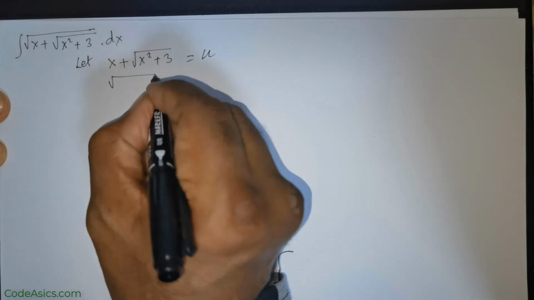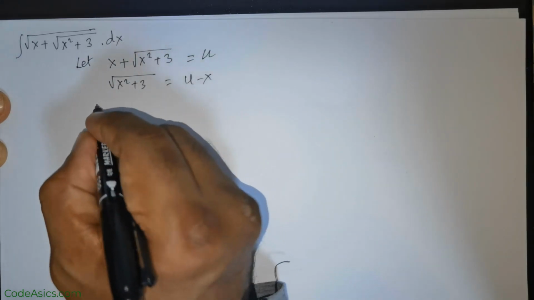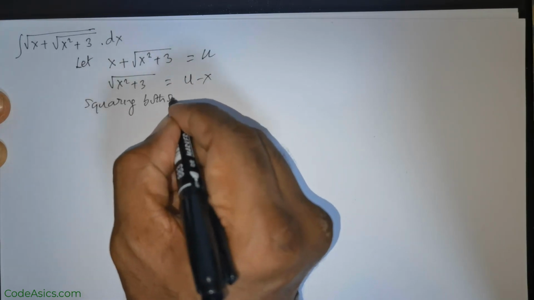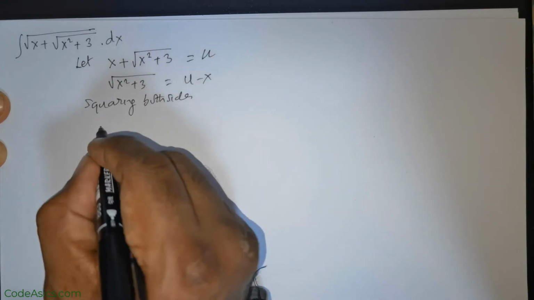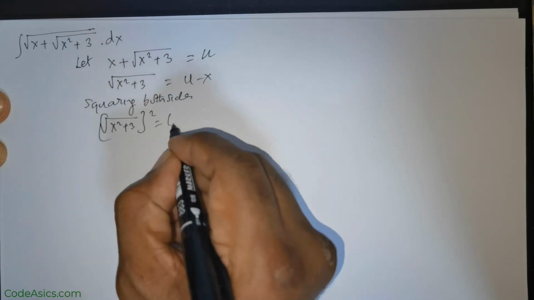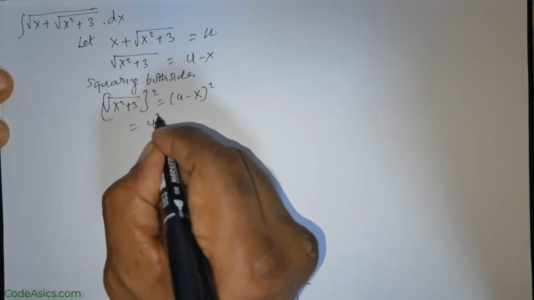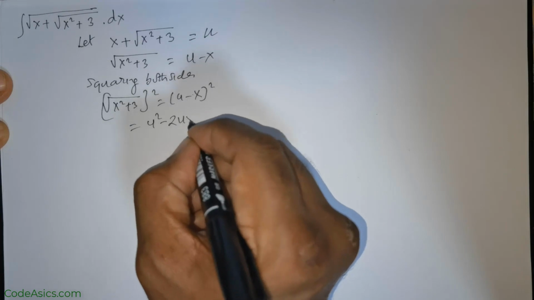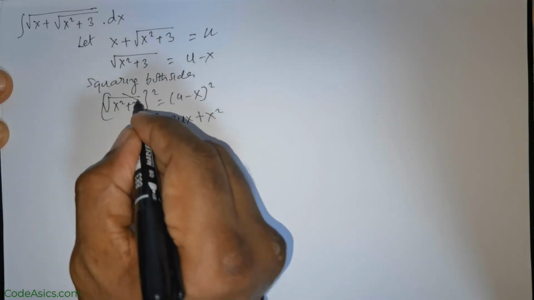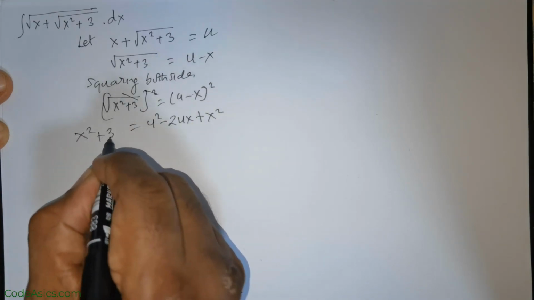So I'm going to rewrite this as root of x squared plus 3 is equal to u minus x. Then I will be squaring both sides. So square both sides, you get root of x squared plus 3 raised to the power of 2 is equal to u minus x raised to the power of 2. Expand this, you get u squared minus 2 times u times x plus x squared. You square this, the square root and the square get neutralized, giving you x squared plus 3.